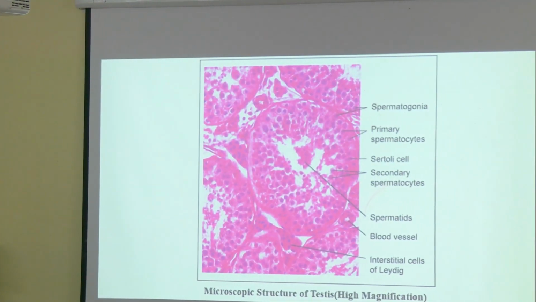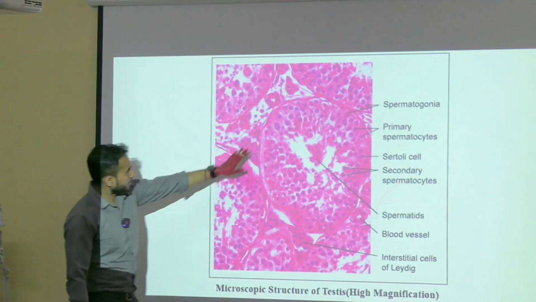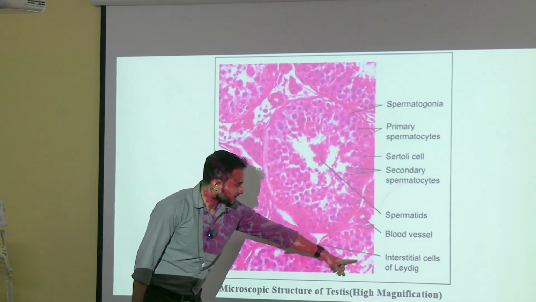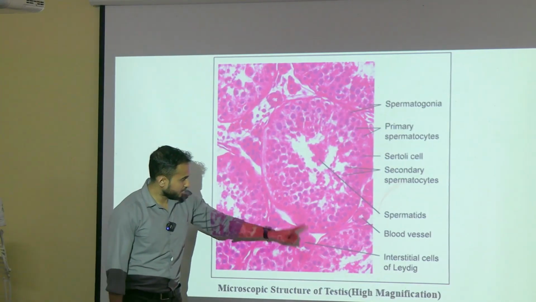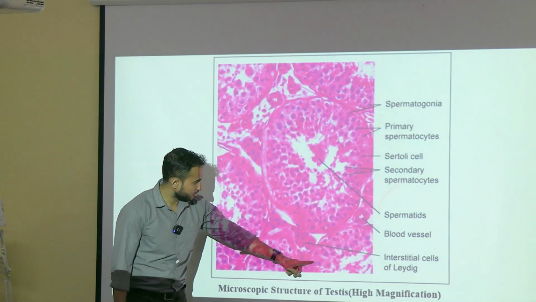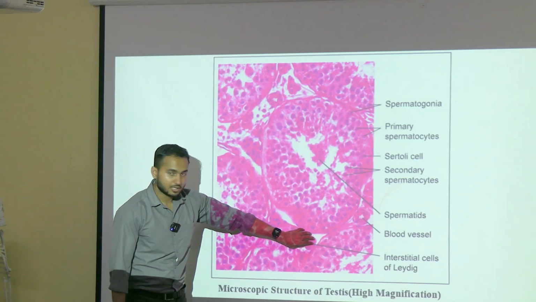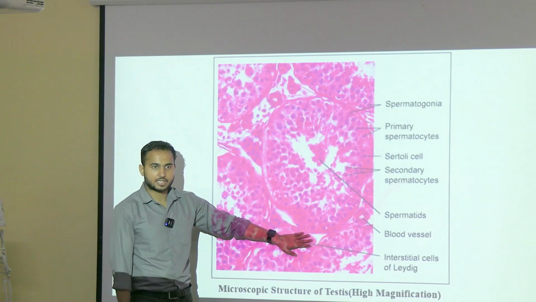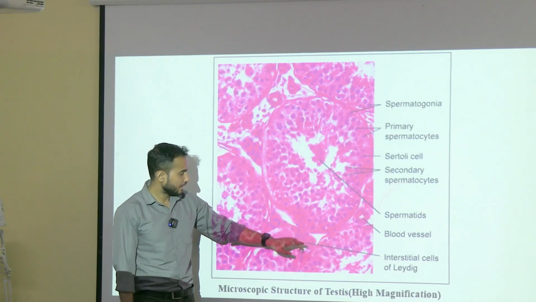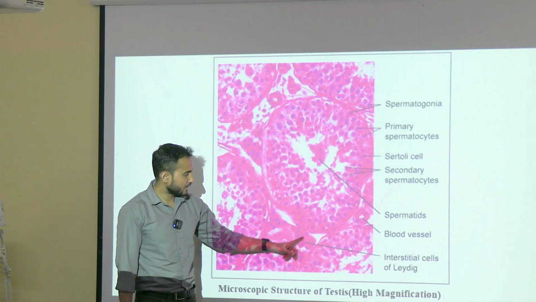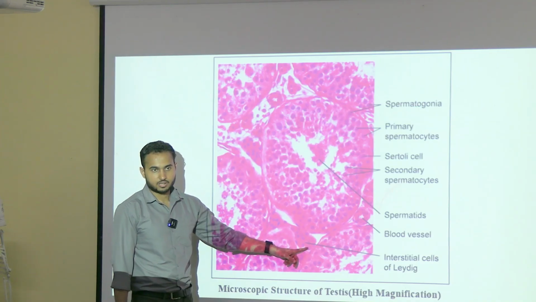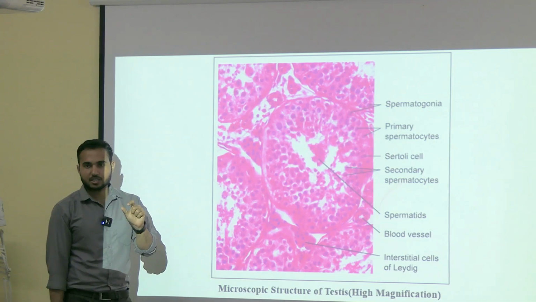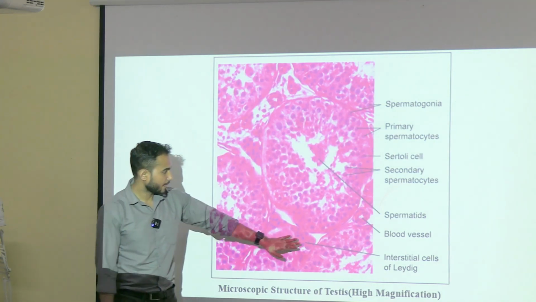So here you can see it clearly. This is one cut section of the seminiferous tubule. Here also you can see a cut section of the seminiferous tubule. In between these two cut sections, if you concentrate over here, this is the interstitial space, where that connective tissue is present, which I have mentioned just now. In that, this is the interstitial cells of Leydig. Multiple cells will be there, with large, centrally placed nuclei.